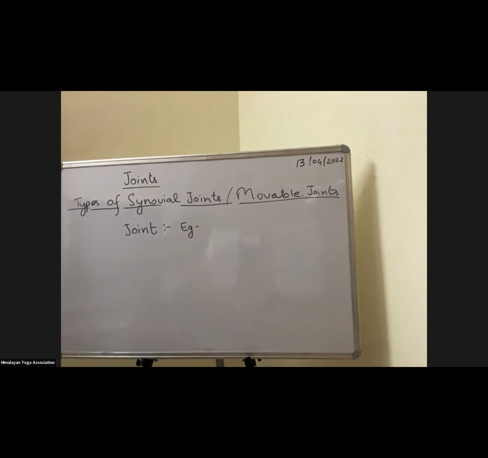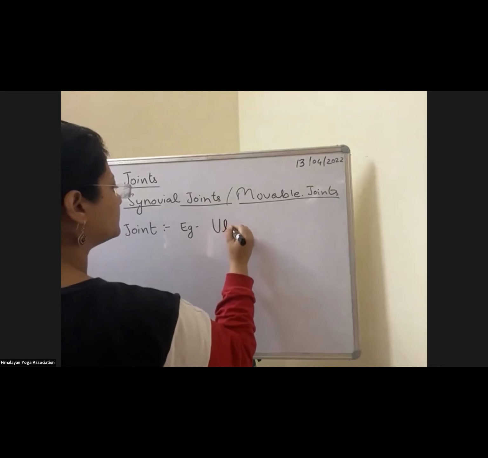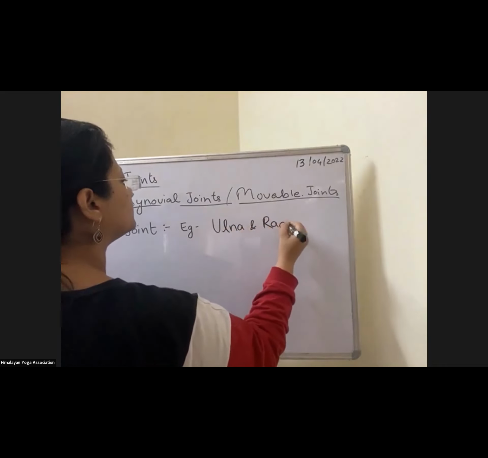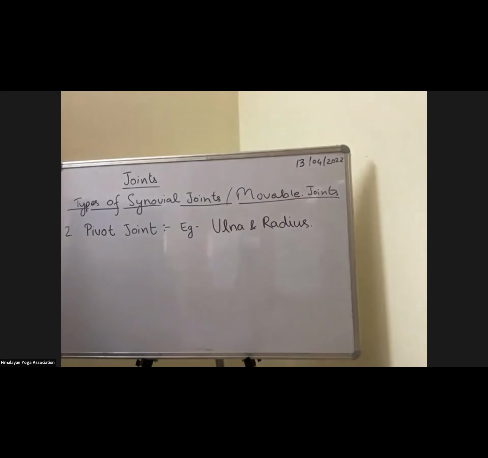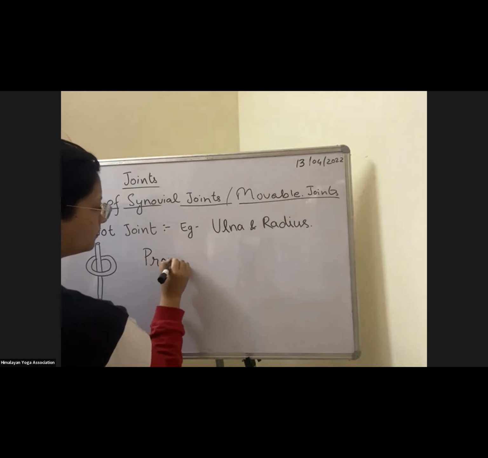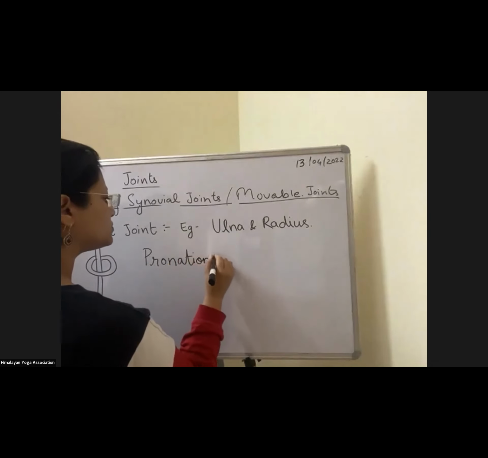Okay, next we have pivot. Pivot joint, example is ulna and radius. This joint is somewhat like this. In pivot, there is pronation and supination.